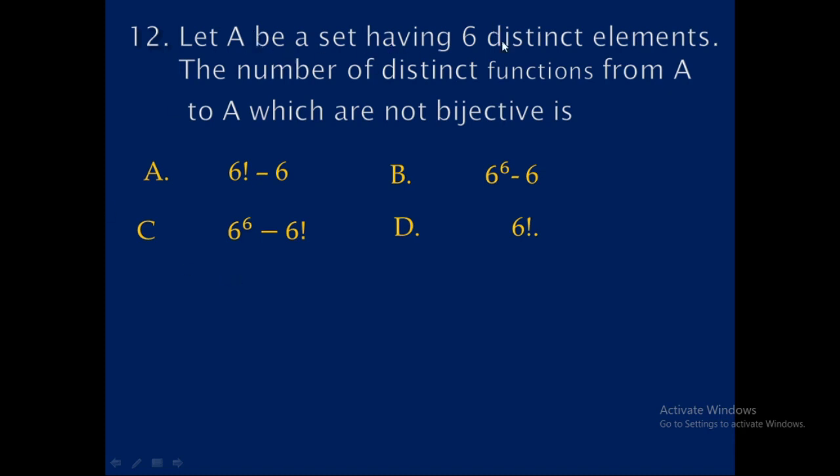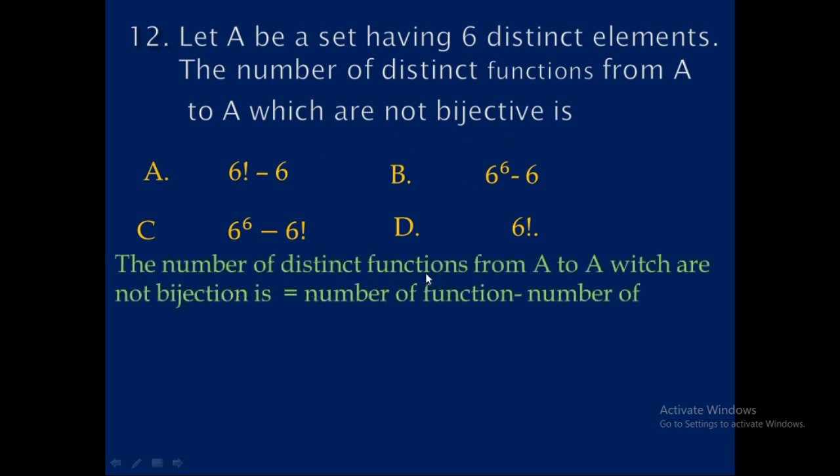A has 6 elements. F is a function from A to A. Here find the number of bijective functions. Here just recall the result. The number of distinct functions from A to A which are not bijective means the total number of functions minus the number of bijective functions.